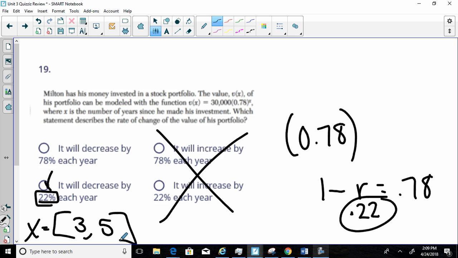It will never be 78 because 0.78 is your decay factor. So when they're asking for the factor, if they ask for a factor, it wouldn't be any decreasing. It would just be 0.78. No percent, nothing like that. Not decreasing. 0.78 would be your factor. So the answer would never be 78. No. Never.